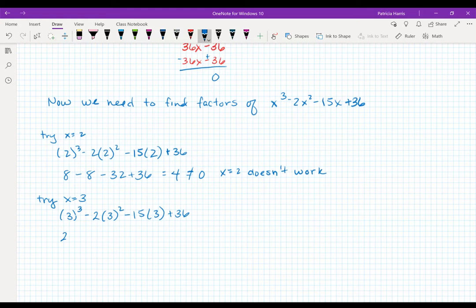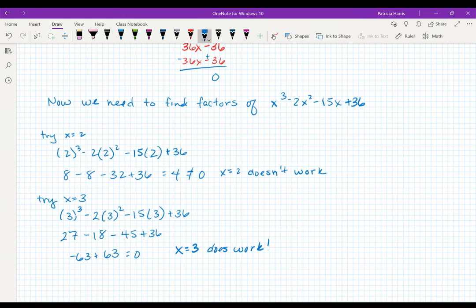Okay, so that would give me 27 minus 18 minus 45 plus 36. So let's see, 27 plus 36, that would be 63. And negative 18 and negative 45, that's a negative 63. Hey, look at that. x equals 3 gives me a 0. So that means x equals 3 does work.